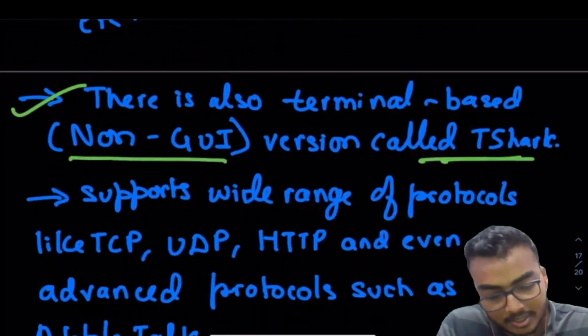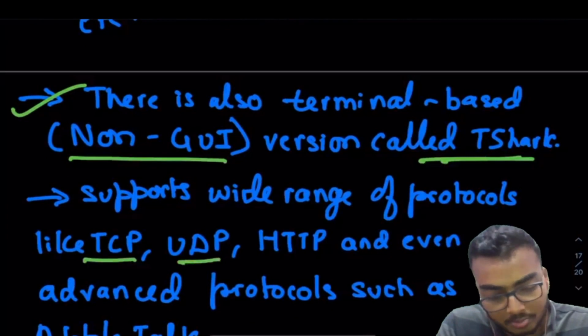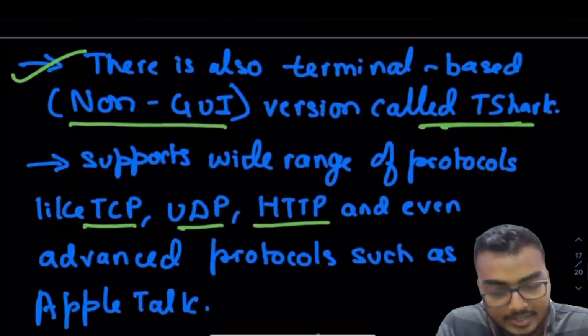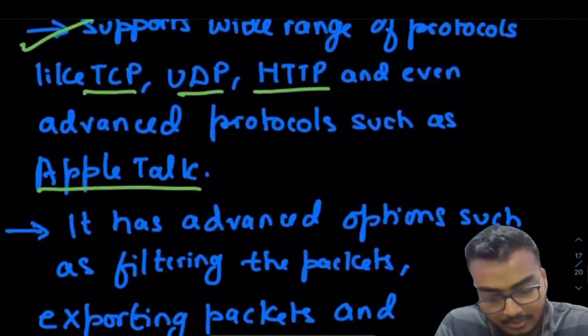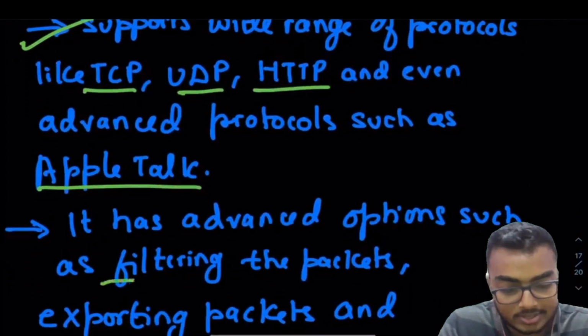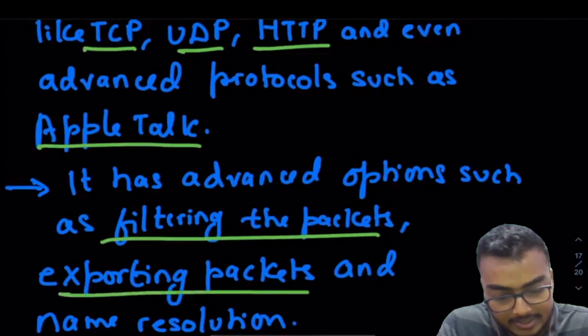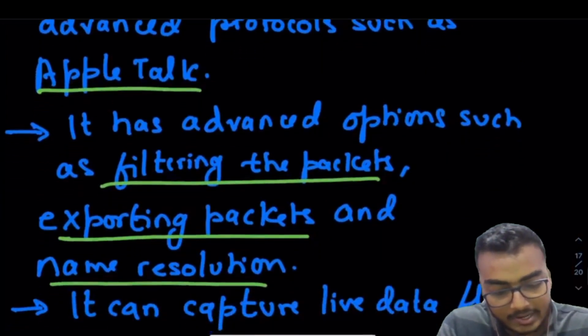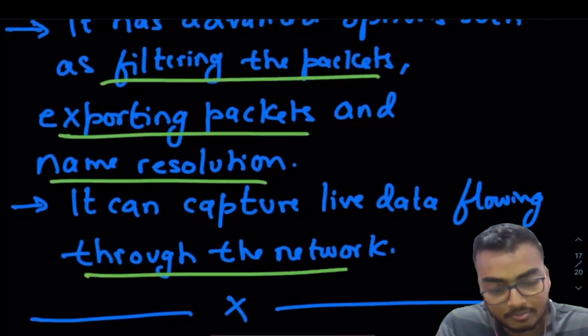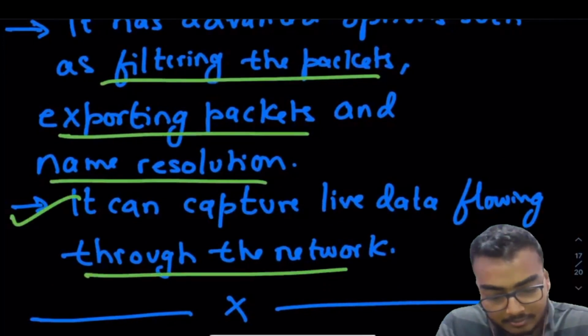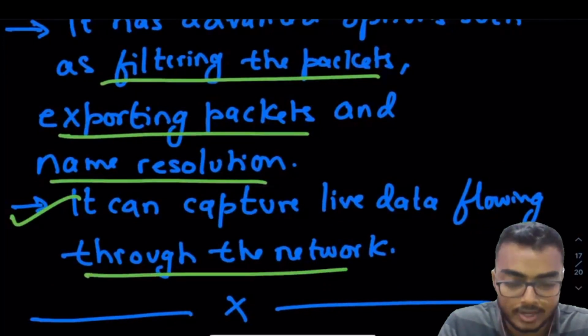Coming to our next point, it supports a wide range of protocols like TCP, UDP, HTTP, and even advanced protocols such as AppleTalk. It also has advanced options such as filtering the packets, exporting the packets, and name resolution. It can capture live data flowing through the network. So these are the uses of Wireshark.